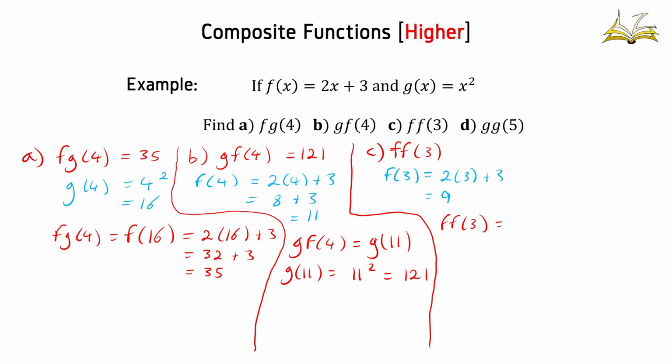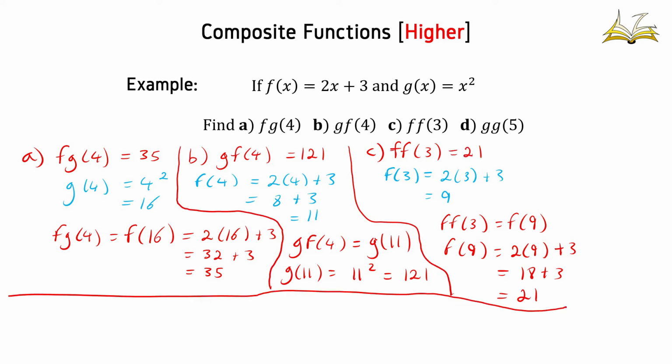Once we know f of 3 is 9, ff of 3 is now equal to f of 9. Right? Because f of 3 is 9. So we need to find f of 9. So f of 9 is equal to 2 times 9 plus 3, which is 18 plus 3, which is 21. ff of 3 is 21.